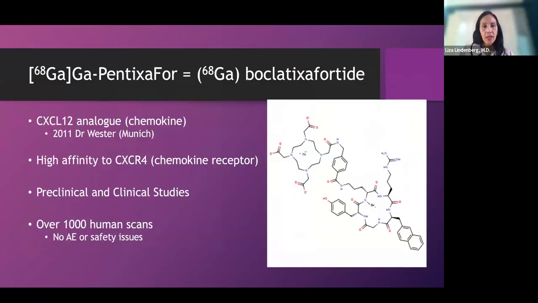So we are interested in Ga-PentixaFor 68, gallium-68 pentixafor, which is the radiotracer, and we'll talk a little bit more about it. It's an analog to CXCL12, which is a chemokine, and it binds very strongly to CXCR4, which is a chemokine receptor. There are many preclinical and clinical studies that have been done on this radiotracer. Most importantly, over 1,000 human scans have been done with this tracer, and there are no adverse events or safety issues.